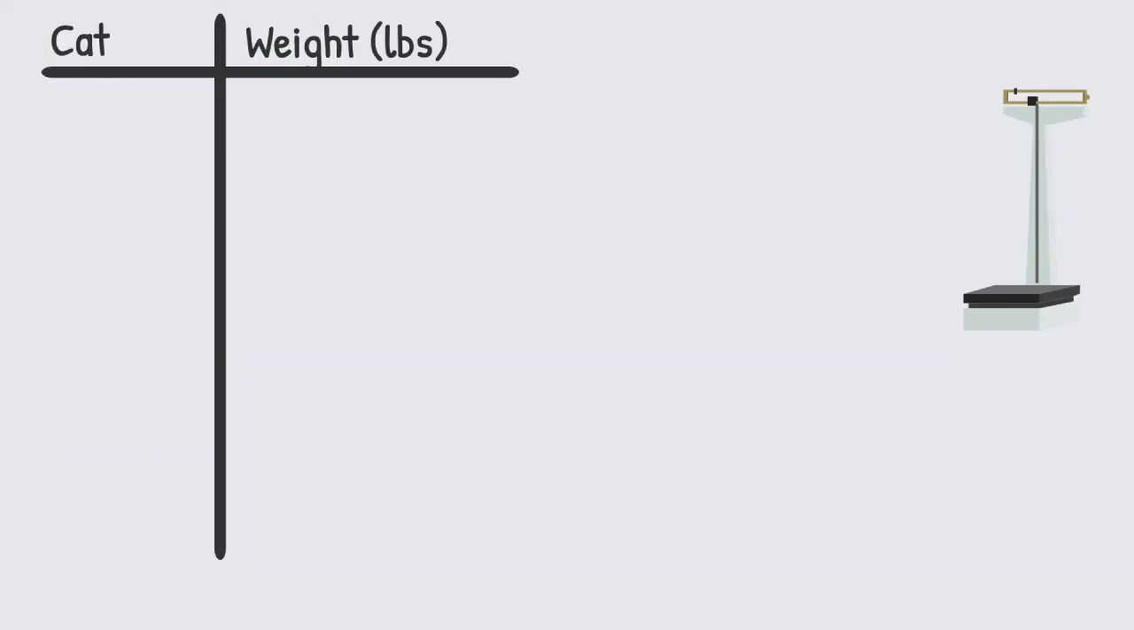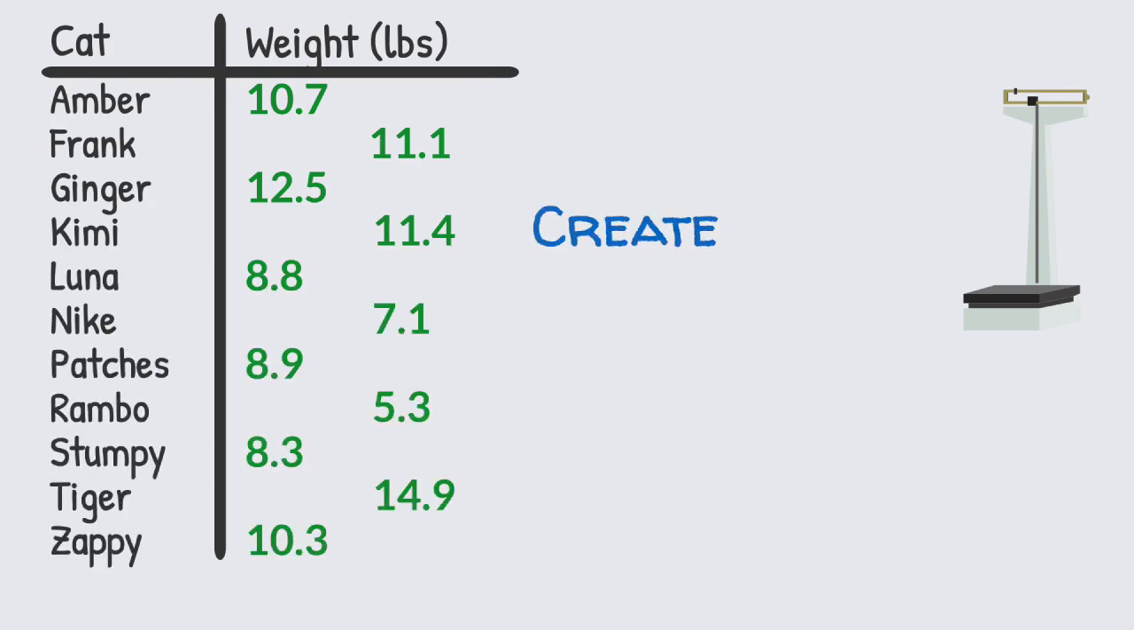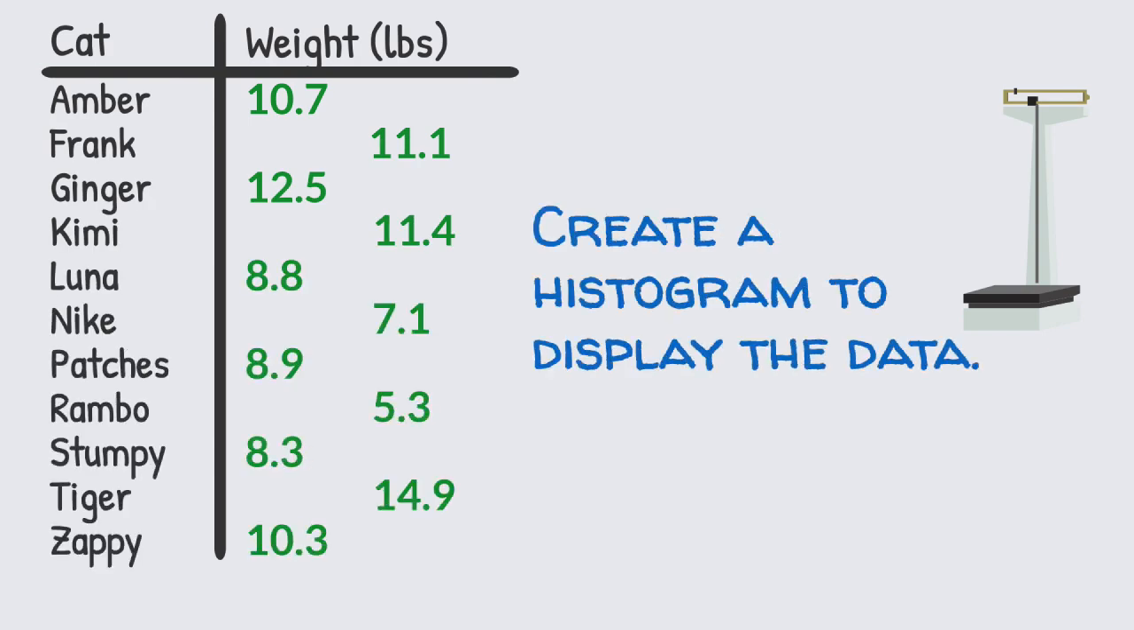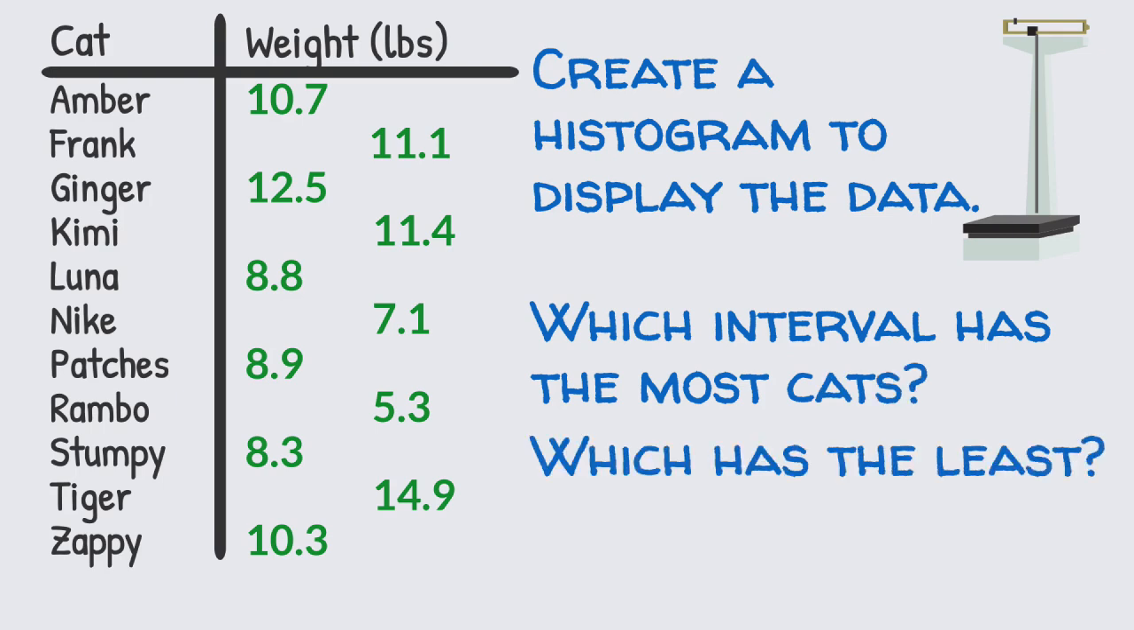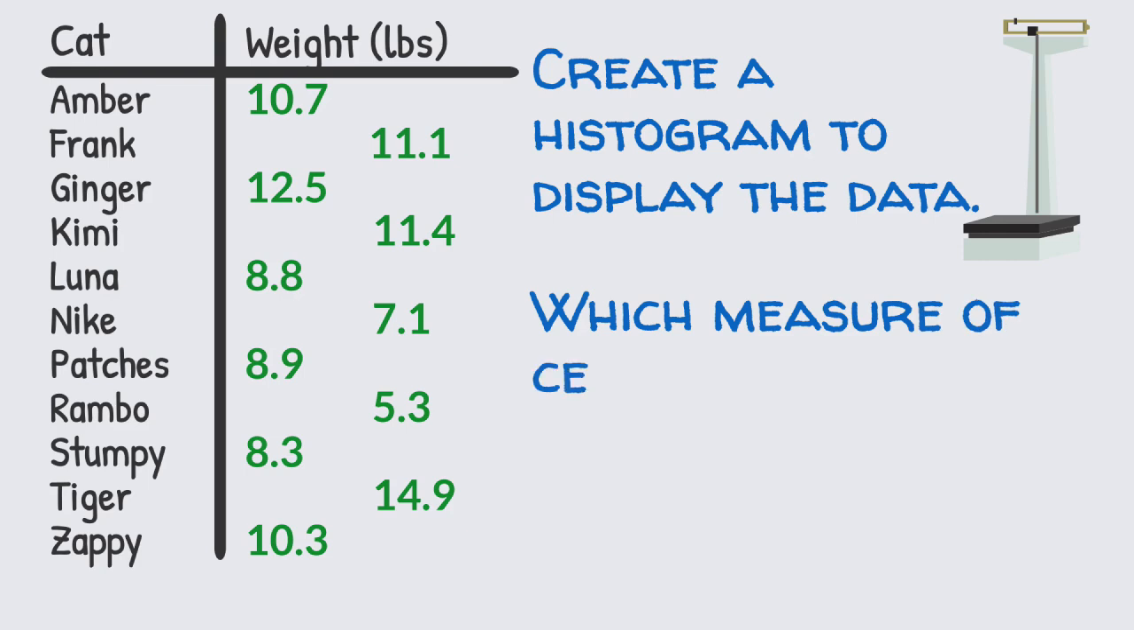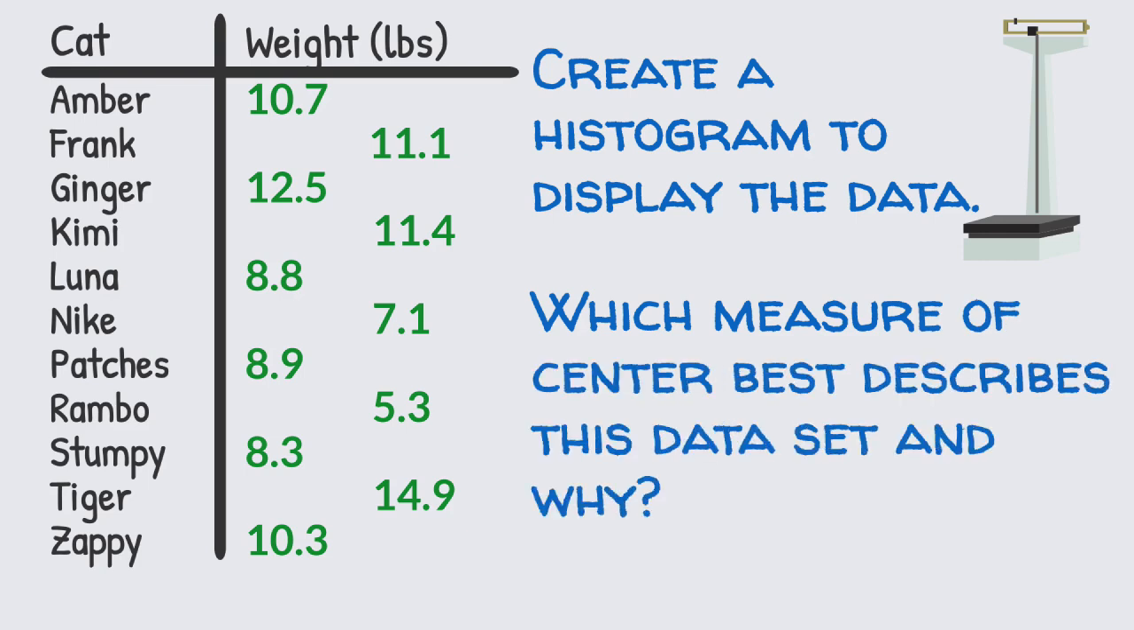Here are the weights of 11 cats. Create a histogram to display the data. Use it to answer the following questions. Which interval has the most cats? Which has the least? Which measure of center best describes this dataset and why?